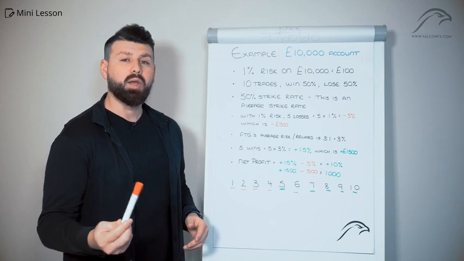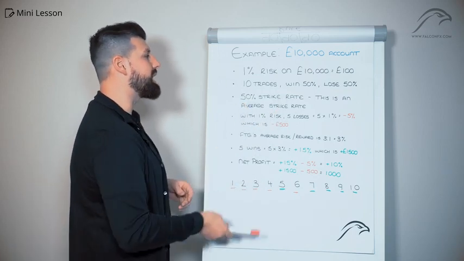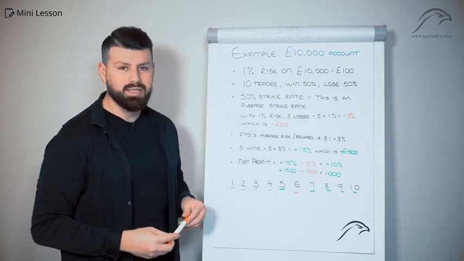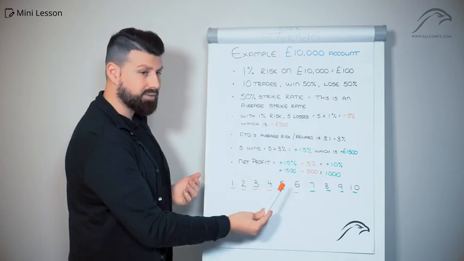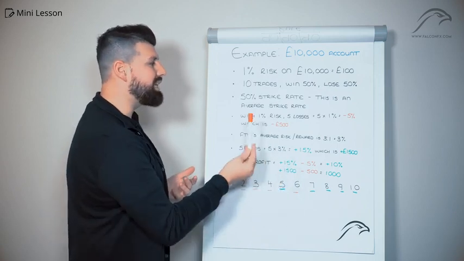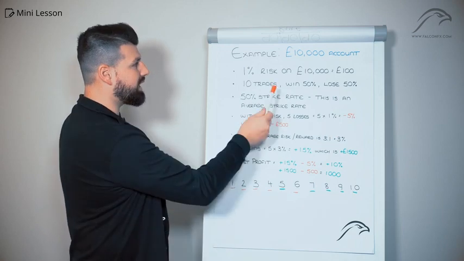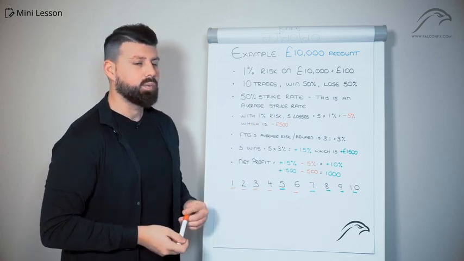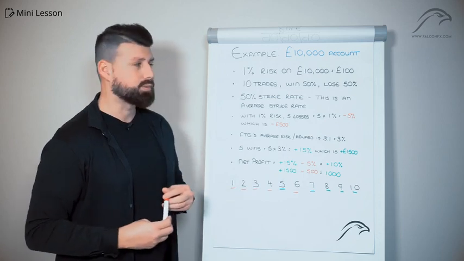So this is the example that I want to show you, and it's very, very important for you to understand the mathematics. Now, this is a non-compounded example of what this means. So this is more the concept of the mathematics and what you can achieve even on a slightly lower strike rate. So let's take a look at this. Let's say we have a £10,000 account. Whether you're starting with that now or something you aspire to be, that will be very attainable to you.